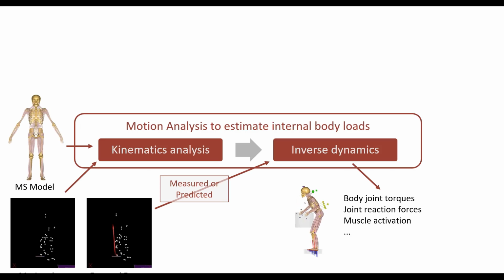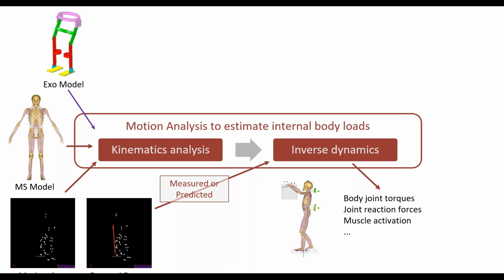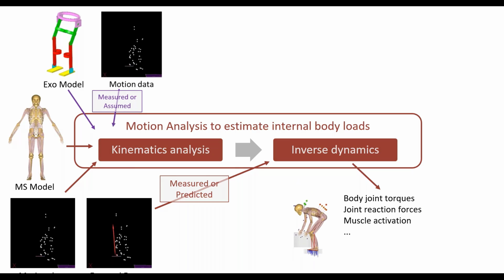So this was the workflow that I described previously, and the question here is, how can we add an exoskeleton model into this analysis? For the kinematics, we need a model of the exoskeleton and some kind of motion data for the exoskeleton. This motion data can be measured if you have a physical prototype, or it can be assumed if you are in the virtual prototyping stage.